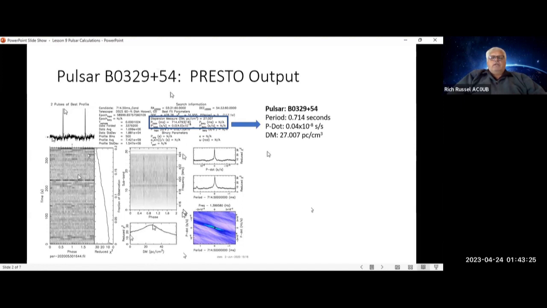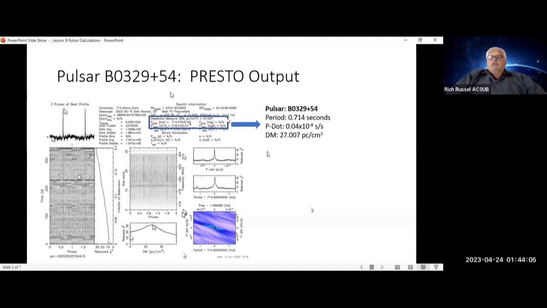The data we're going to look at today was collected here. For this pulsar, the period is approximately 0.714 seconds. P dot, which is actually the spin down rate, how fast the period goes down, because the pulsar starts spinning down over time. P dot is the derivative of the period, which tells you how fast the pulsar is spinning down.